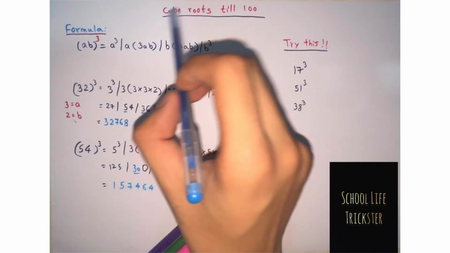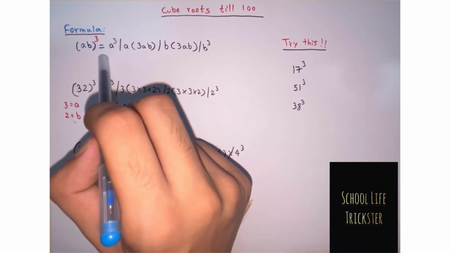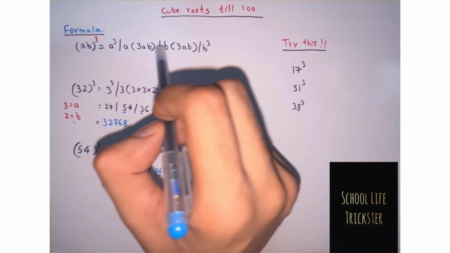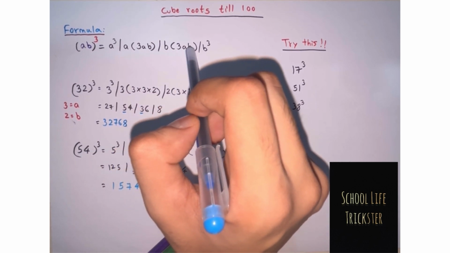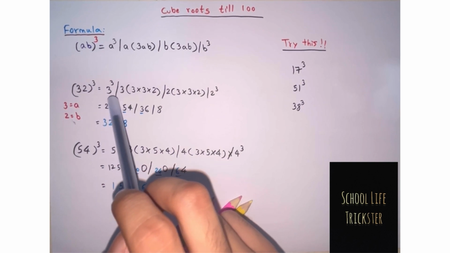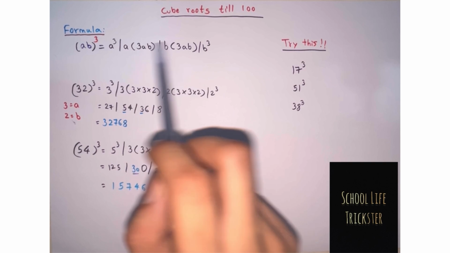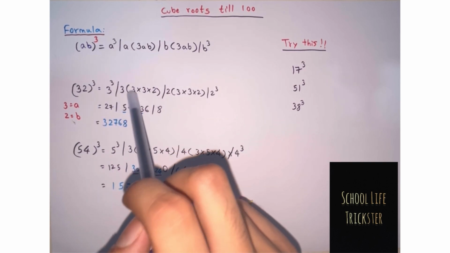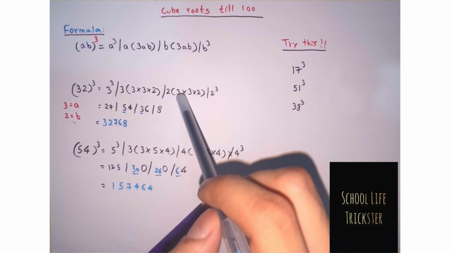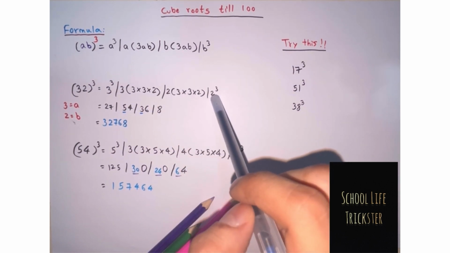Now to find cubes till 100, this is the formula. (a plus b) cube equals a cube, then 3 into a into a into b, then b into 3 into a into b, and b cube. Now see by example, 32 cube equals, now here 3 is a and 2 is b. Now write by this formula, 3 cube, then 3 into 3 into 2, then 2 into 3 into 3 into 2, and b cube, that is 2 cube.